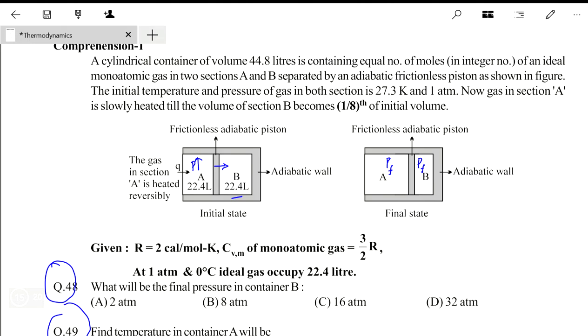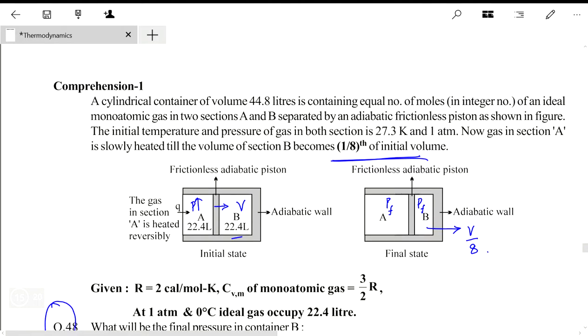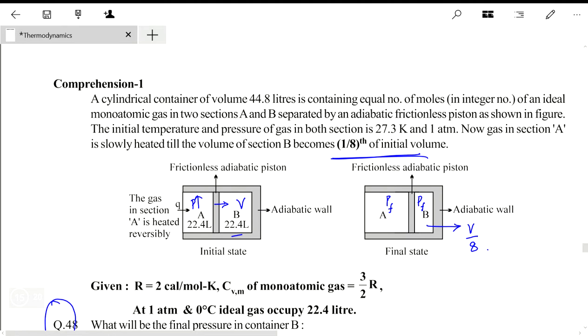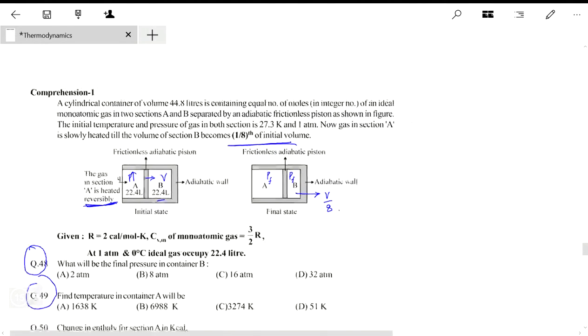So if the initial volume was V, which is 22.4 liters, actually given as well, the final volume is 1/8 of the initial volume. It's V by 8. And this process is adiabatic. It also says that it is either reversible or irreversible. You have to look for that. Okay. It's reversibly heated, so the process is reversible in nature.